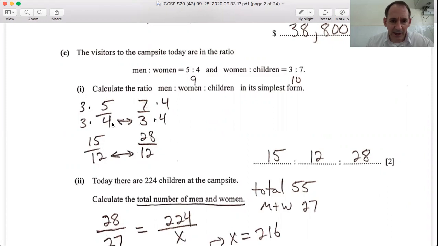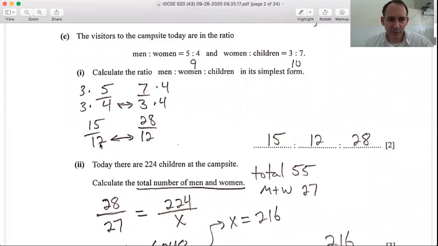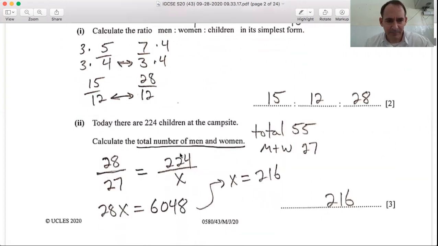And now that we have the women in the same location, we're going to get a common denominator, which will be 12. So the fraction on the left, we multiply top and bottom by 3. The fraction on the right, we multiply top and bottom by 4. So we get 15 twelfths to 28 twelfths, the 12 being the women. So 15 men to 12 women to 28 children.